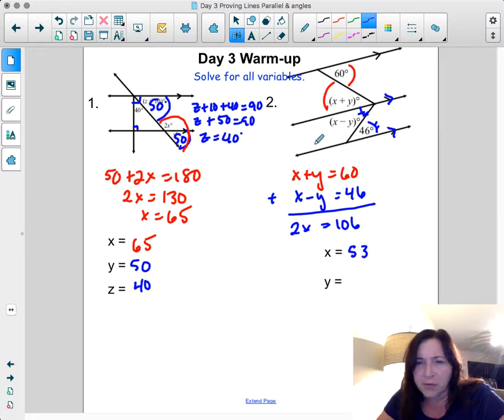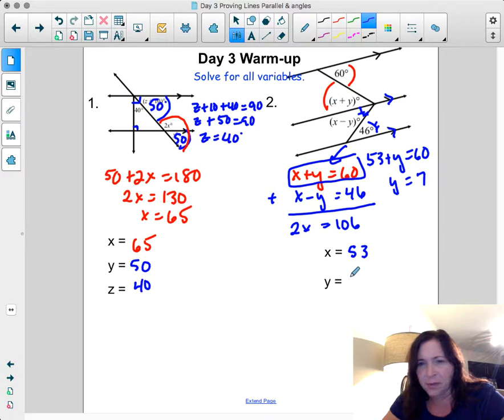Once you find that value and you have x is equal to 53, you should plug it back in. So I'm plugging it into this equation right here. What I have is 53 plus y is equal to 60. If I subtract 53 from both sides, I get y is equal to 7.